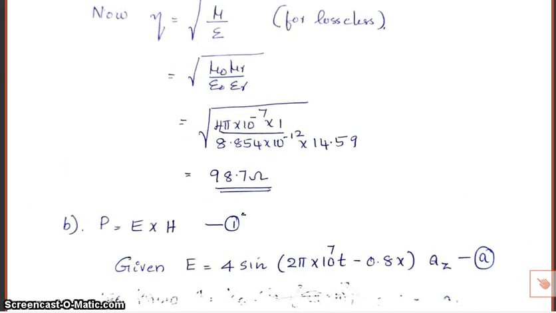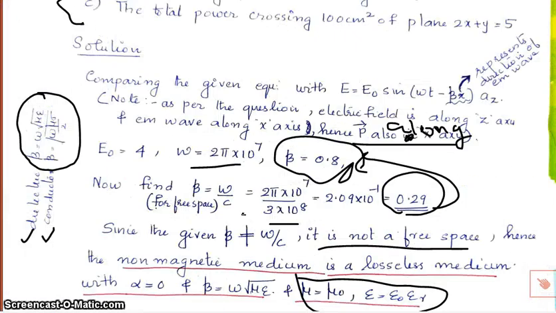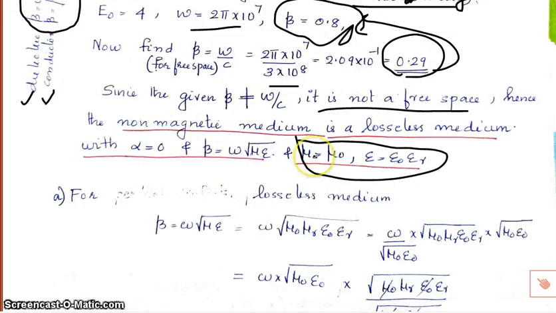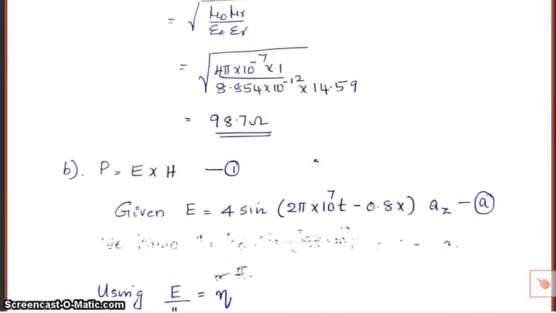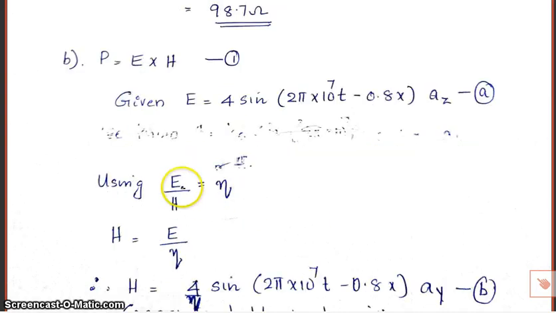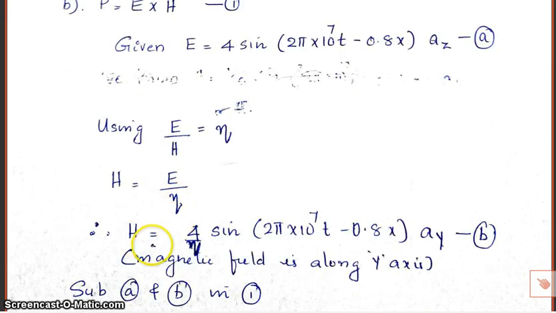Next, you have to find the time average power carried by the wave. So you have to come to your Poynting vector or Poynting theorem. P is equal to E cross H. In the question it is given that E is equal to 4 sine of 2 pi into 10 raised to t minus 0.8x Az. Then we can use the expression E by H is equal to eta, so H is equal to E by eta. So I can write H is equal to 4 by eta sine of 2 pi 10 raised to t minus 0.8x Ay. We know the magnetic field will be along the y-axis. So this is my B.